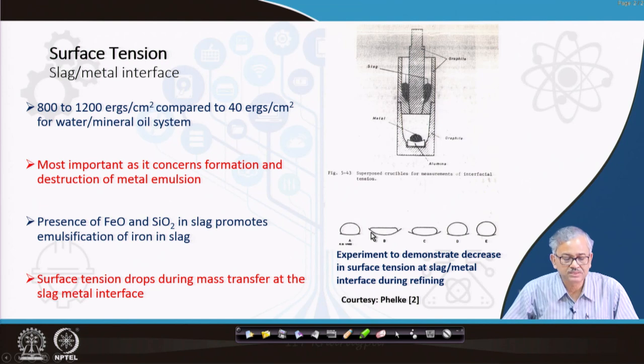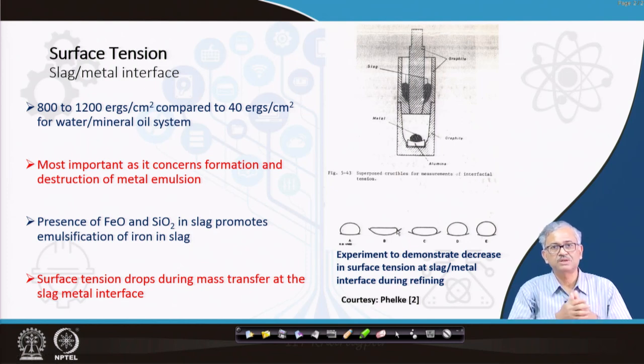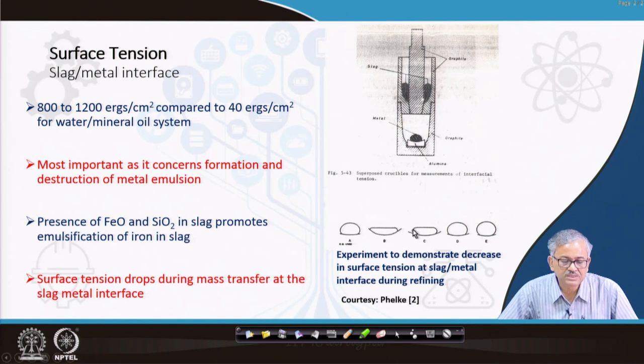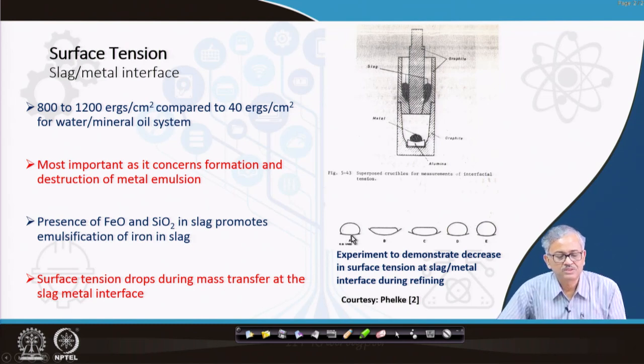Now when the reaction is taking place, you can see this is the metal, and this is the slag. So you can see the slag-metal interface has flattened during the mass transfer. That means the surface tension has decreased at the slag-metal interface significantly. And then you can see the surface tension is increasing again, because as the mass transfer decreases, the contact angle increases, and again the contact angle has increased significantly. And finally, when the mass transfer has finished, the metal droplet has regained its old shape, that is, the contact angle has increased to the initial state.